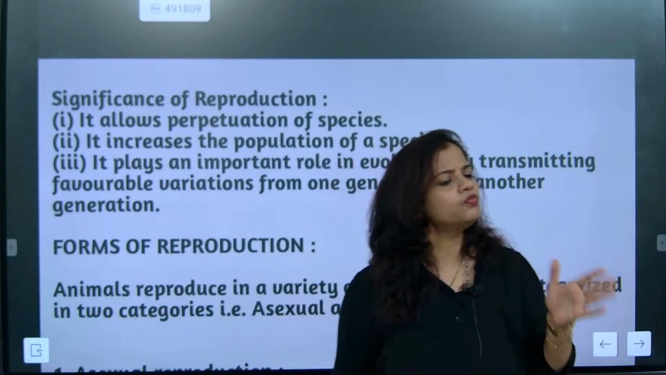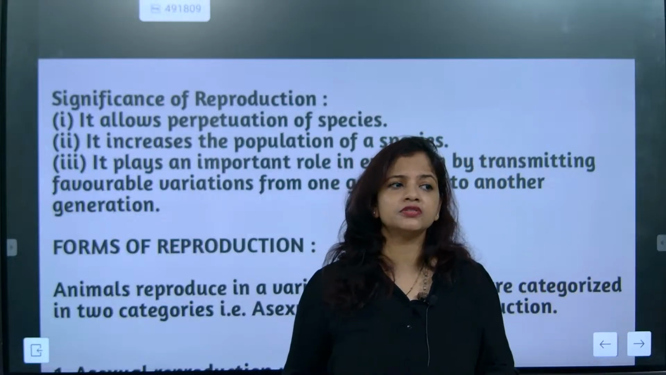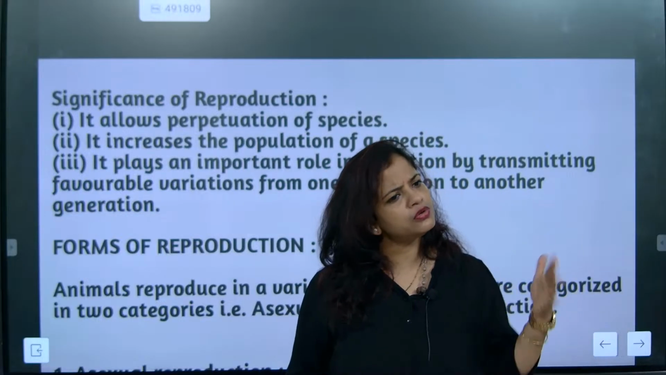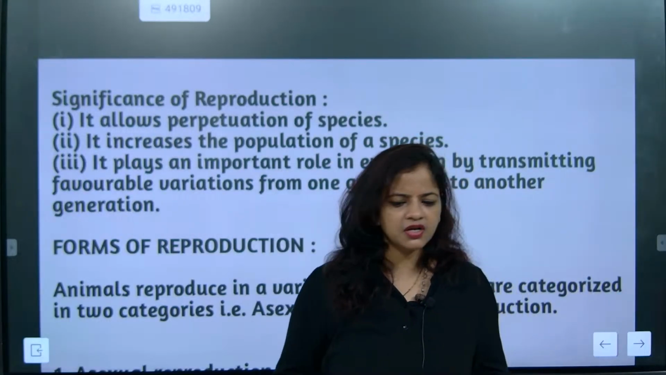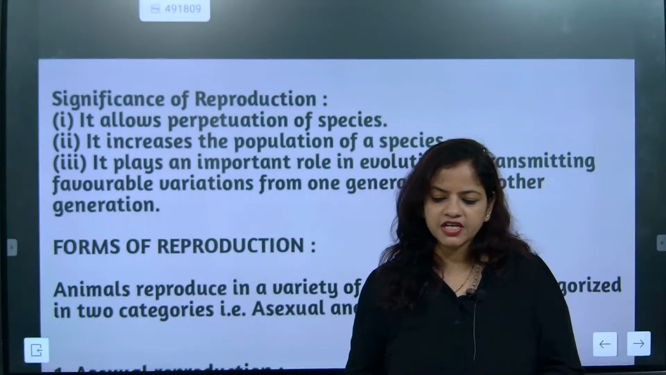So that's one of the most important things about reproduction. Variation will slowly come. One simple example, genetics. Yes beta.